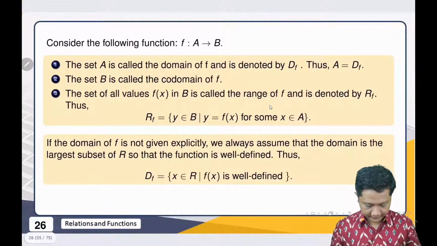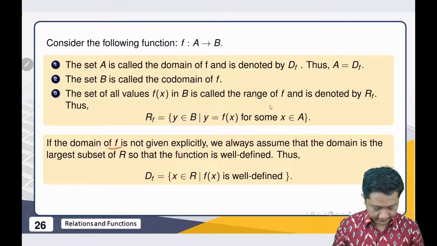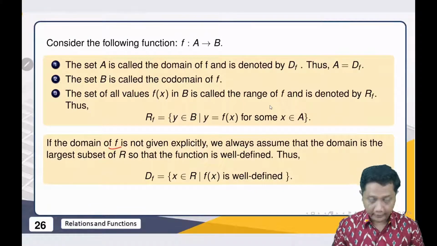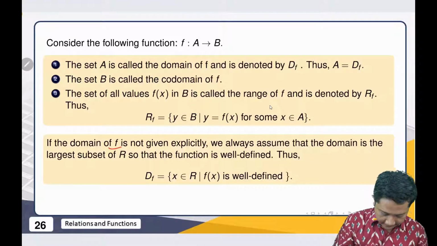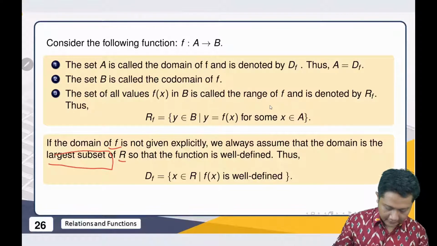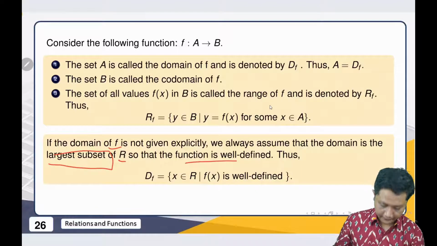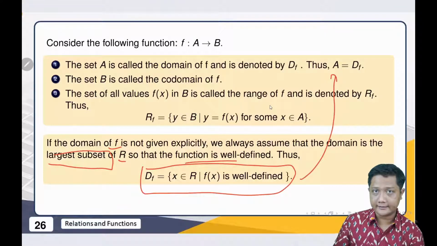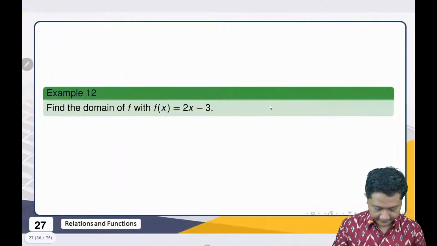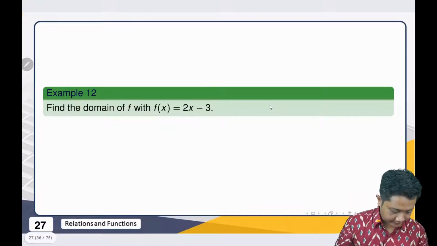Hopefully it's clear enough. Usually if the domain of f is not given explicitly, then what happens? We will find the largest subset of R so that the function is well defined. So D_f actually is this. Sometimes it is not exactly like A. For example, like this. This one should be easy.